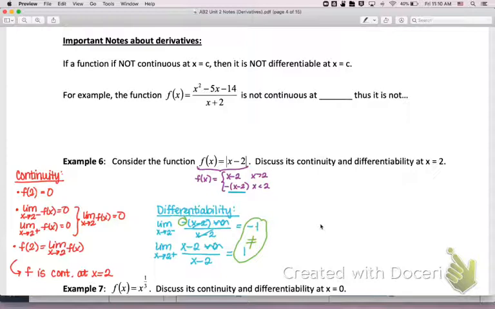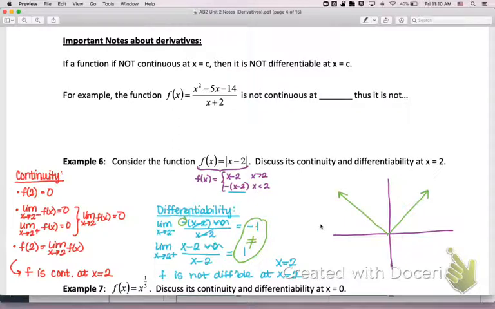So the conclusion that we can draw here is that f is not differentiable. I'm going to use my little abbreviation here, at x equals 2. That's because the limit from the left, that says x equals 2 right there, does not match the limit from the right. The graph of an absolute value function looks like this. It's a V shape, okay?